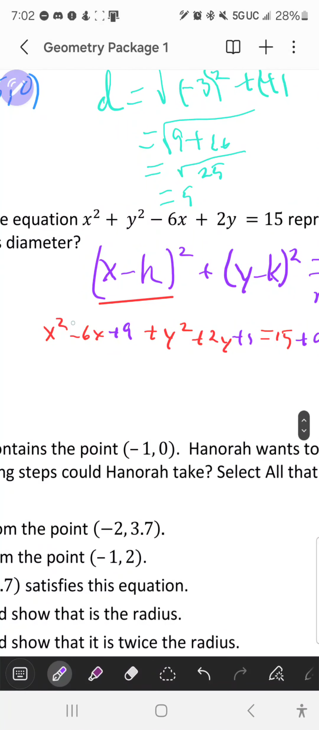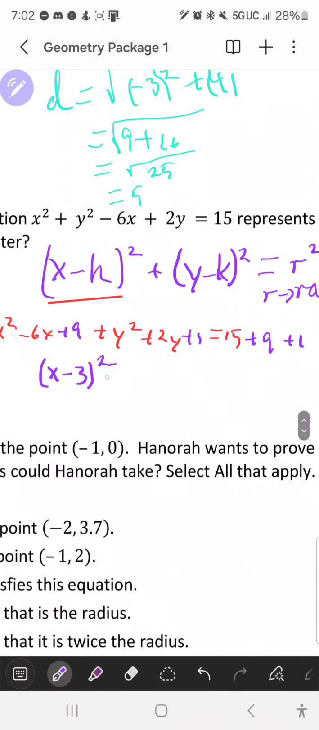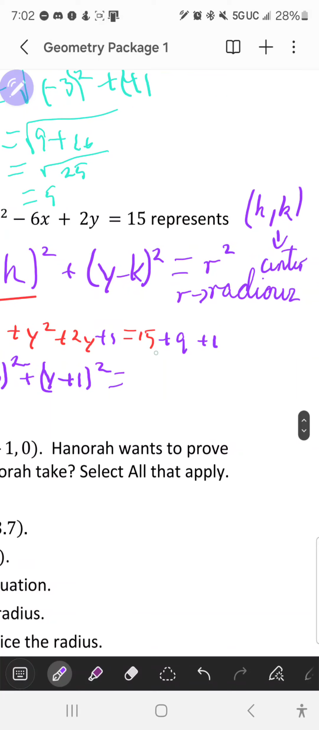Now, in this case, we're going to do the same. We divide 6 by 2 and we put x. Since the 6 is negative, it's going to be minus 3, squared. And 2 divided by 2 is 1, so it is positive. It will be y plus 1 squared. Now, 15 plus 9 is 24, plus 1 is 25.